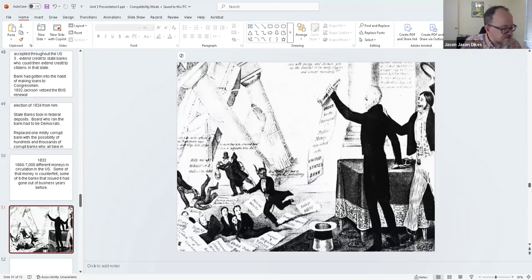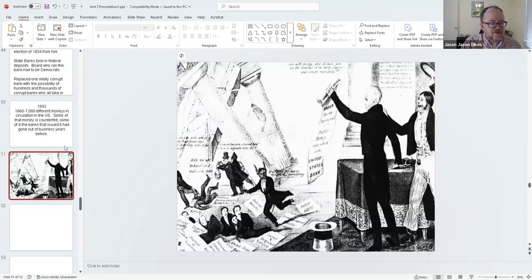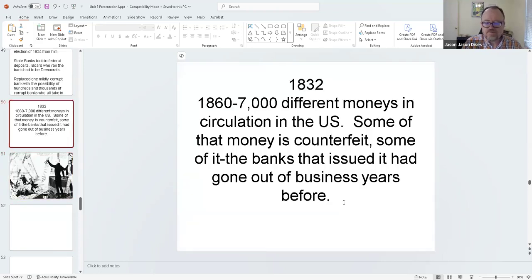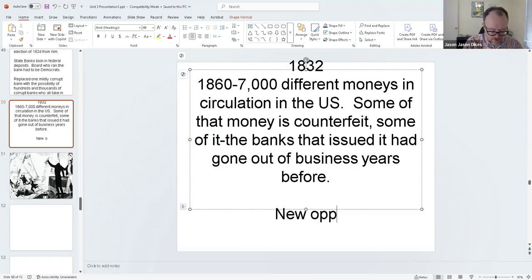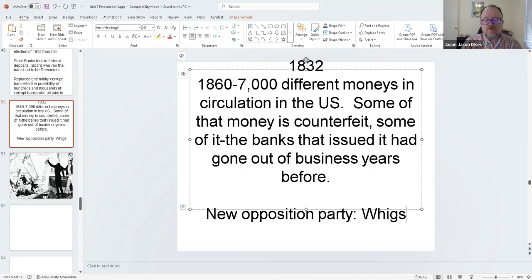Jackson has, and I'm quoting, Jackson has assumed upon himself an authority and power not conferred by the Constitution or by the laws of this nation. And it will actually lead to a new political party in response, new opposition party, because the party has pretty much died. So now there will be a new opposition party called the Whigs. Because if Jackson is going to behave like a tyrant, then he will be reacted to like a tyrant.